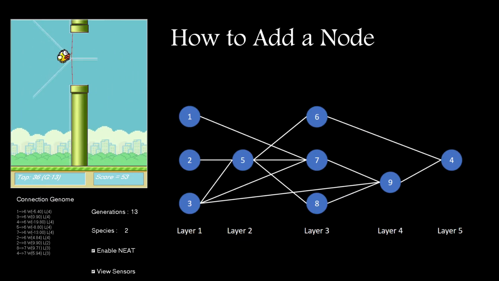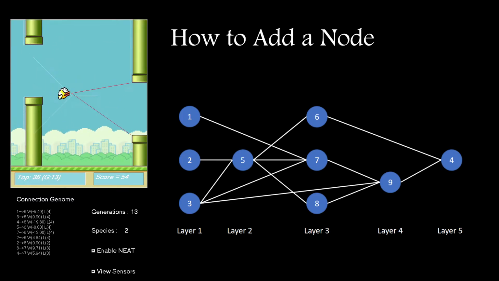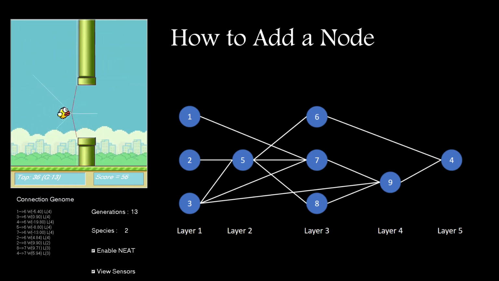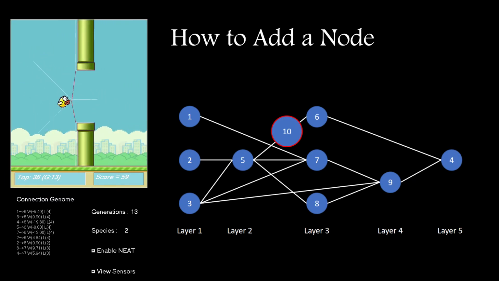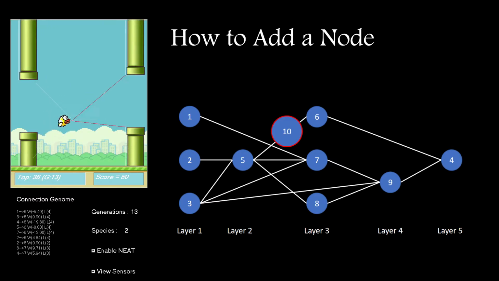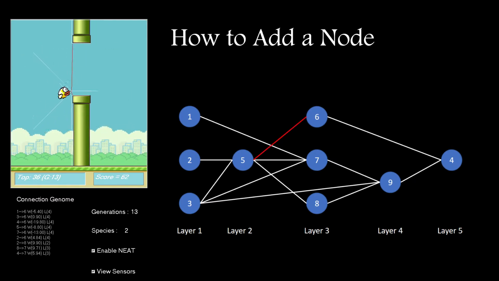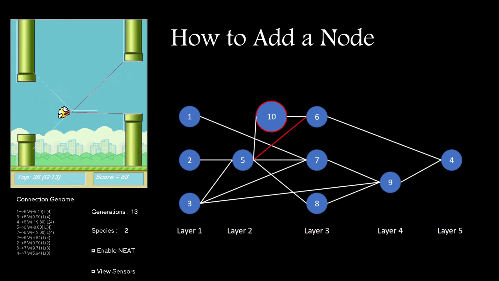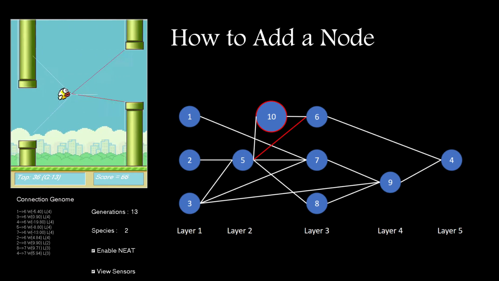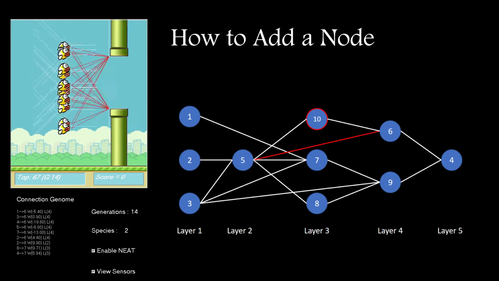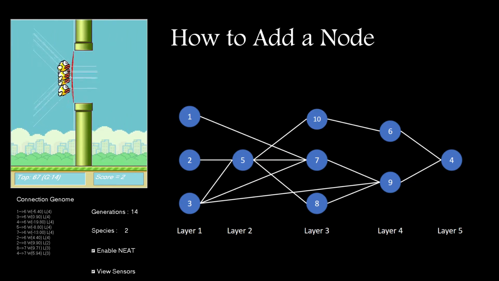Adding a node is done by randomly selecting a connection to insert the node into. In the case of this generic network, the 5-6 connection has been selected to insert a node 10 into. So the first thing to do is disable the connection and add a node 10 into the node genome. We then create 2 new connections, the 5-10 and the 10-6. All the nodes are then checked to ensure they are in the right layer, and that's it.